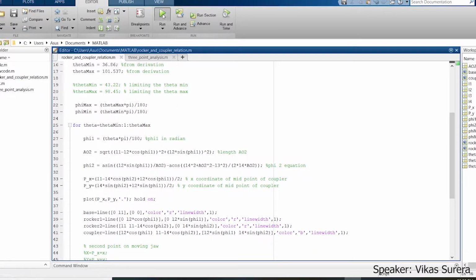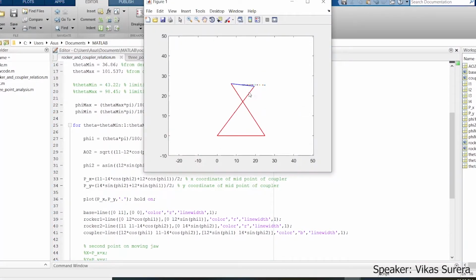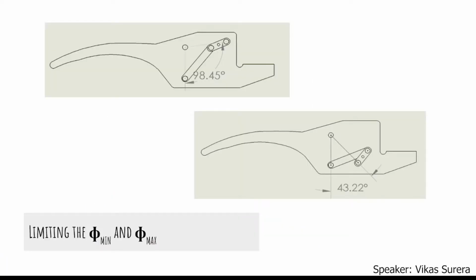Now we can run this simulation. As we can see, the midpoint is approximately moving in a straight line. In the min and max positions, there is a slight deviation from the straight line, so we can correct it by limiting theta max and theta min.